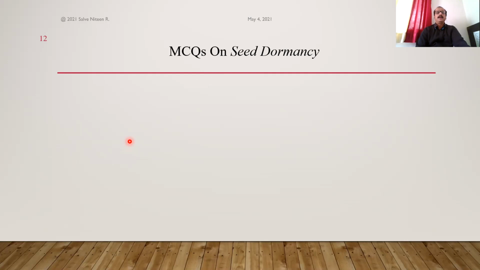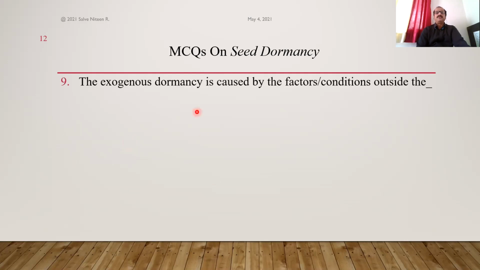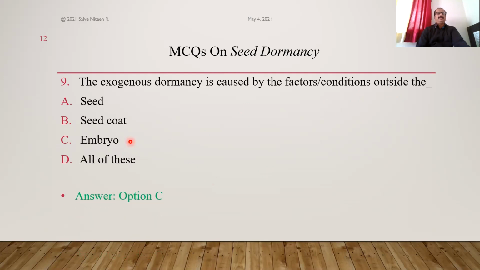Okay, next one. The exogenous dormancy is caused by the factors or conditions. Exo means outside the embryo. Again, exogenous dormancy is due to the factors outside the embryo. Endogenous dormancy is due to factors inside the embryo or the embryo itself. So here the answer is C, embryo.